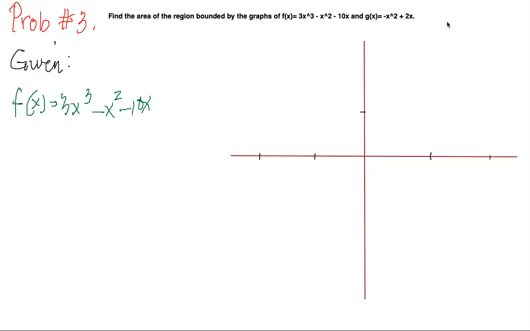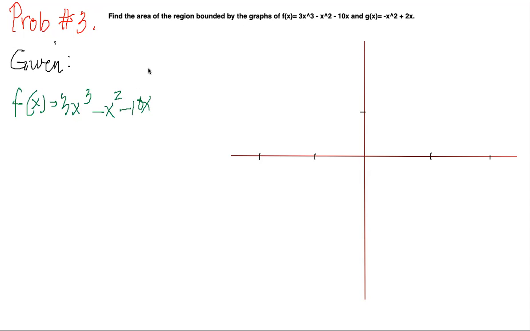In problem number 3, we are going to find the area of the region bounded by the graphs of f of x equals 3x cubed minus x squared minus 10x and g of x equals negative x squared plus 2x. So let's sketch the graph of the function f of x first. To sketch the graph of the function f, we need to determine the zeros of the given function. For us to determine the zeros, we let f of x equal 0 and solve for the value of x.